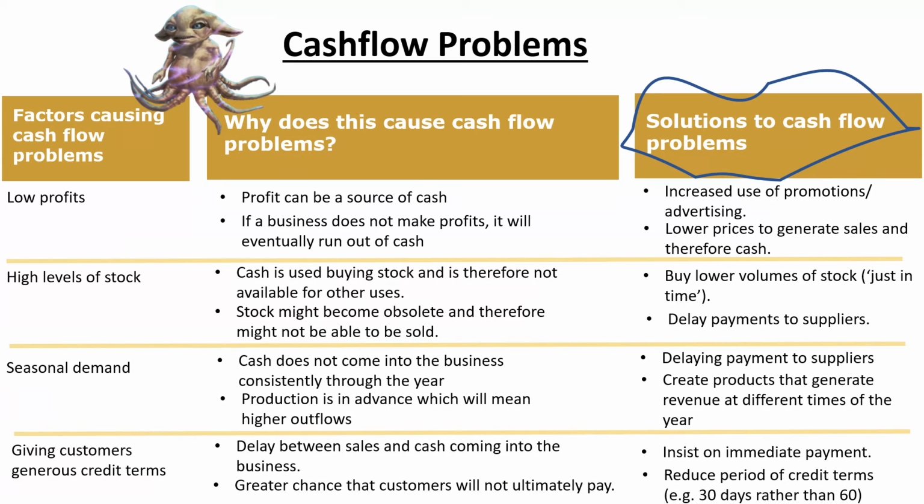How could you solve the problem? Well, you can insist on immediate payments. You don't offer any generous credit terms, or you can reduce the period of credit terms, reduce it to 30 days rather than offering 60 days or 4 months.